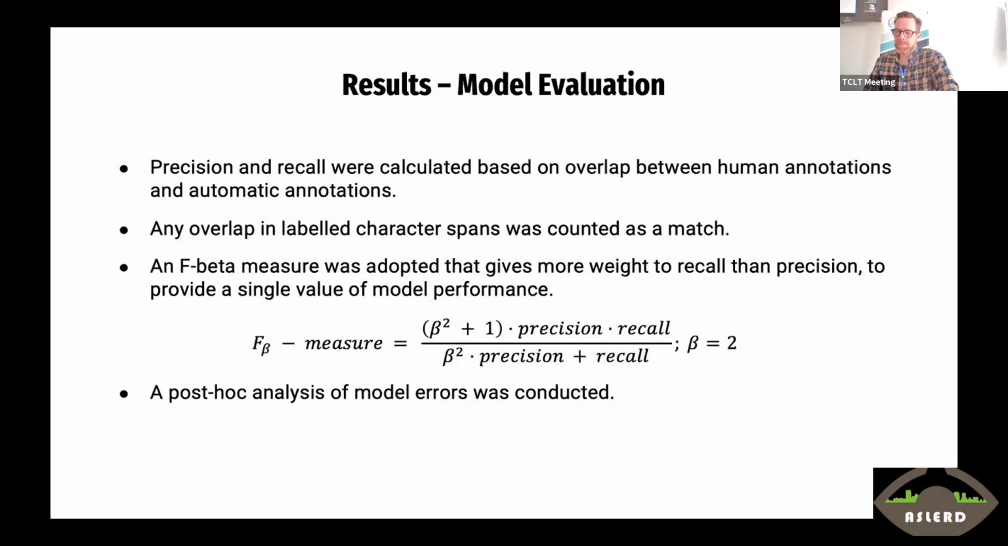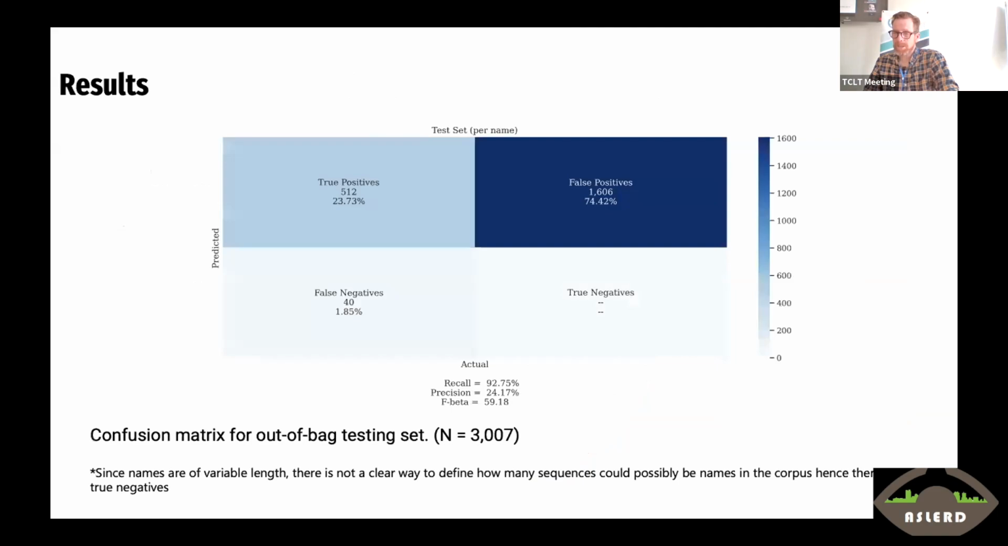We used basic precision and recall to look at our model evaluation. We use what's called an F beta measure, which gives more weight to recall than precision, because again, we want to try to classify and annotate every single potential student name in there so that we can remove them so that the data can be shared. And then we did a post hoc analysis of model errors. We were only able to do this on one of the annotators so far. We're working on the second annotator. All right, this is our results.